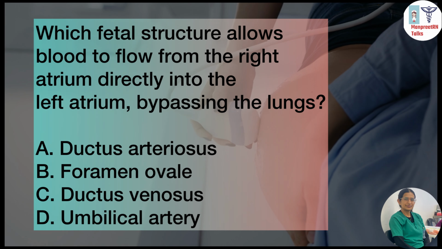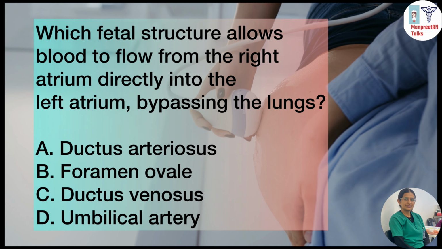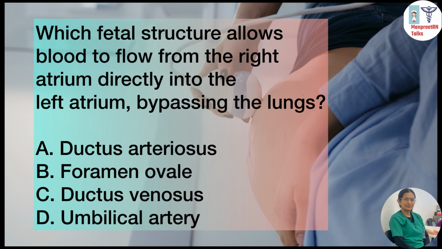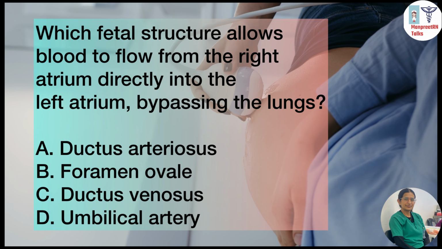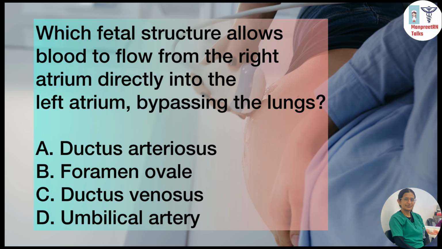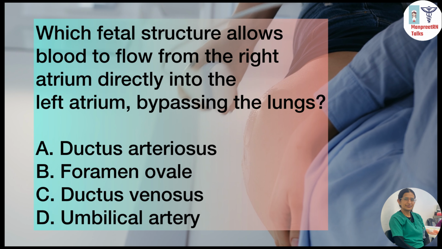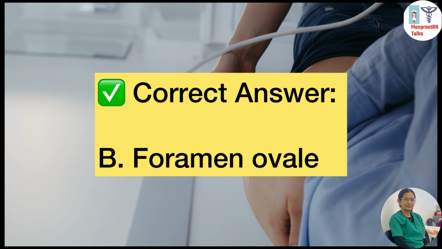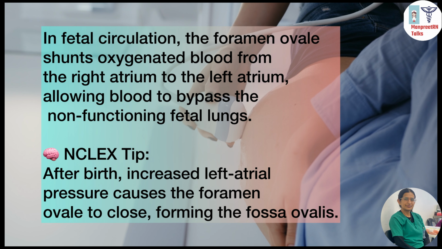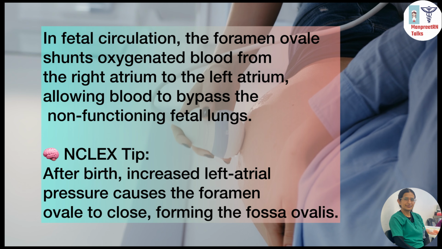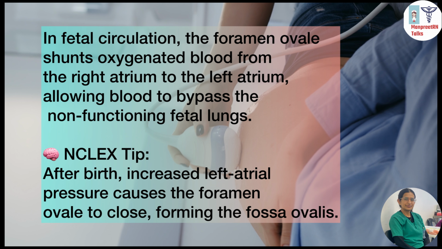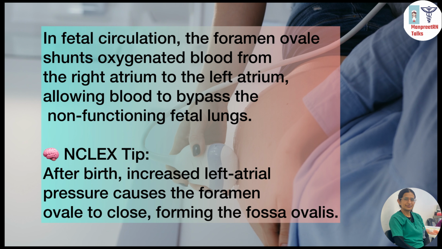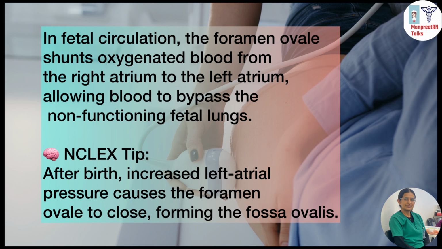Which fetal structure allows blood to flow from the right atrium directly into the left atrium, bypassing the lungs? A. Ductus arteriosus, B. Foramen ovale, C. Ductus venosus, and D. the umbilical artery. So the correct answer is B, foramen ovale. Rationale: in fetal circulation, the foramen ovale shunts oxygenated blood from the right atrium to the left atrium, thus allowing blood to bypass the non-functioning fetal lungs.